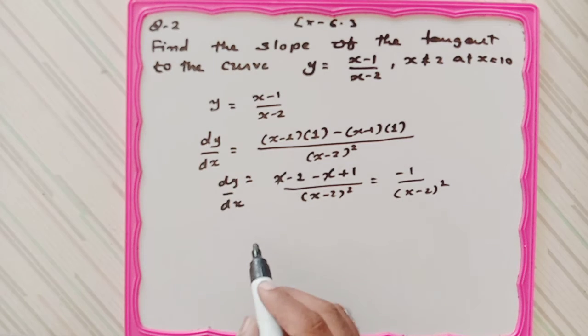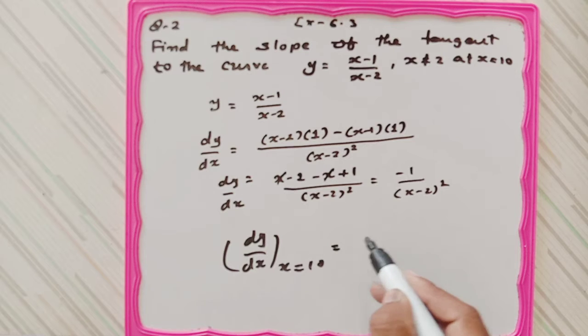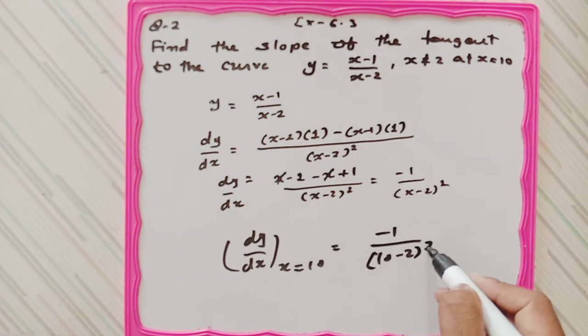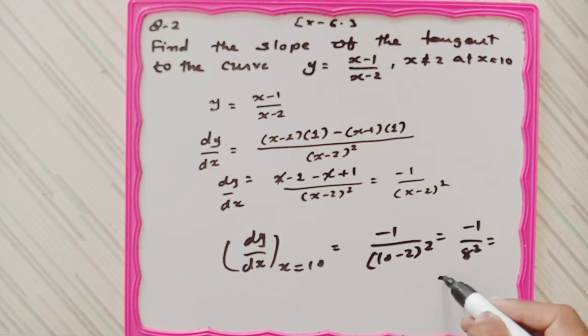So at x equals 10 we want the slope, then dy by dx at x equals 10. Replacing x by 10, minus 1 upon (10 minus 2) square, which is minus 1 upon 8 square, which is minus 1 upon 64.